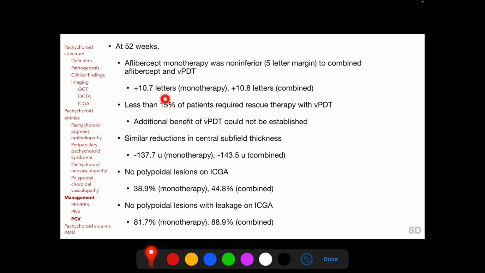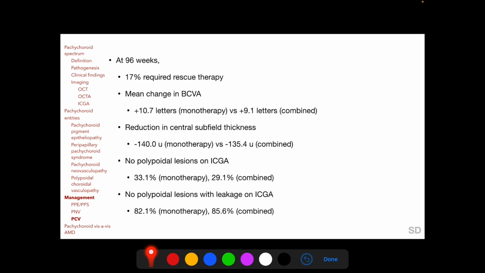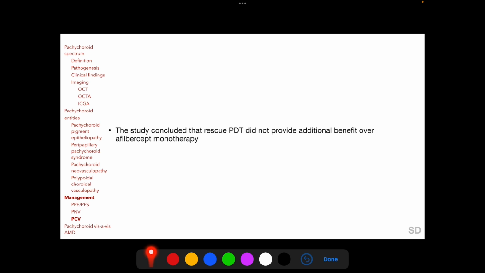Less than 15% of patients required rescue therapy with PDT, and monotherapy and PDT showed similar reductions in central subfield thickness. And similar results were also found at 96 weeks. And so the PLANET study concluded that rescue PDT did not provide additional benefit over aflibercept monotherapy.